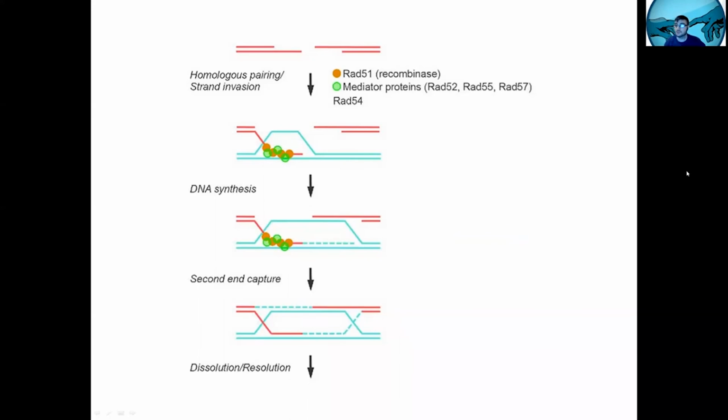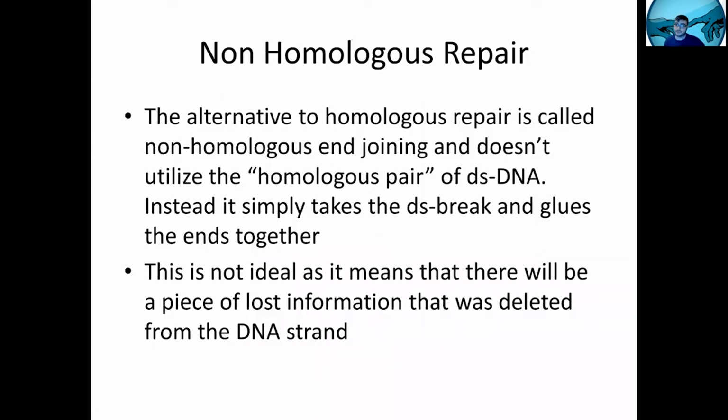So just remember, homologous recombination is very important for double-stranded breaks, and it's also used during fertilization for reproduction to create genetic diversity. The alternative to homologous repair is something called non-homologous end joining, and it doesn't utilize the homologous pair of double-stranded DNA. For example, if it's not available, or whatever the reason is, if you don't have a second pair of double-stranded DNA, you go through something called non-homologous end joining, and it simply just takes the double-stranded break and glues the ends together. This is not ideal, as it means there will be a piece of lost information that was deleted from the DNA strand, and I'll show you an image.